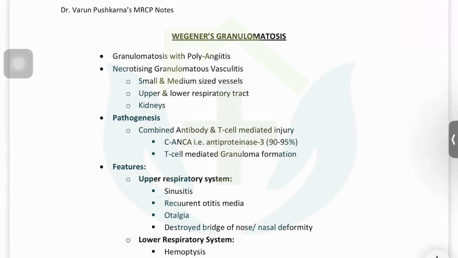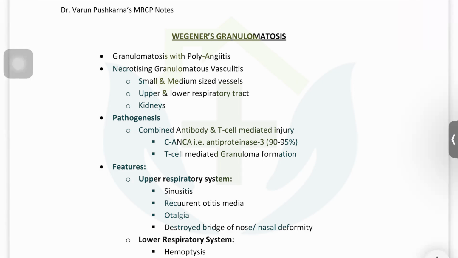And you can actually come across these 40, 50 year old males coming with pain abdomen who were hepatitis B or hepatitis C positive, and when they do an exploratory laparotomy, they find a gut gangrene. This could very well be PAN. All right.